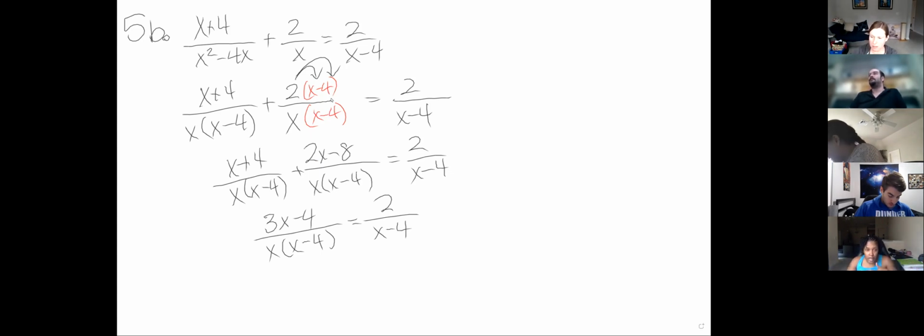Sorry, because I'm stuck here. I have a lot of mess, and I'm so sorry. It's okay. Now I don't know where I am. I have 3x minus 4 over x times x minus 4 equals the fraction that was on the right. Okay, now I want to do the butterfly. And then on top, we have 3x minus 4, you said, times x minus 4 equals 2 times x times x minus 4.